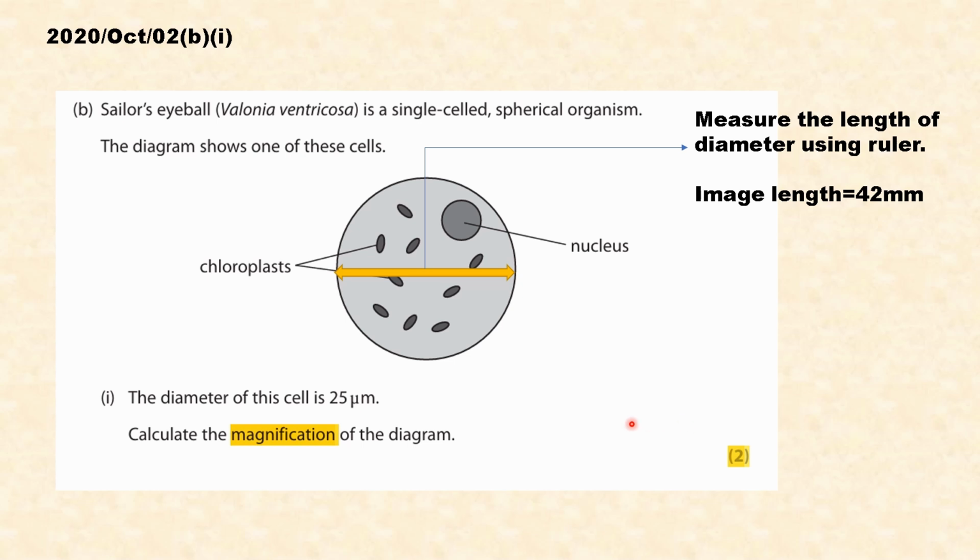So what do you need to do? First, you need to draw a line across the diameter of the cell using a ruler. After that, measure the length of the diameter. In this case, the measured image length is around 42 millimeters, but it can vary slightly.